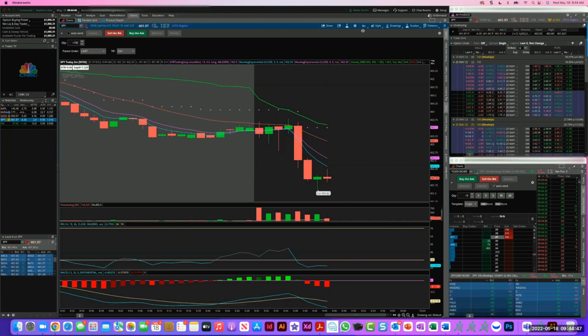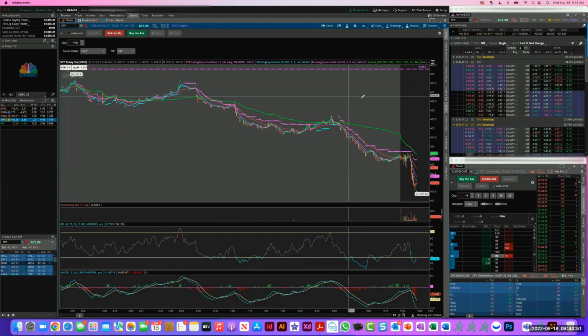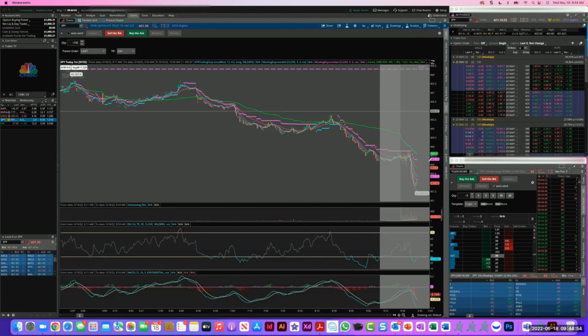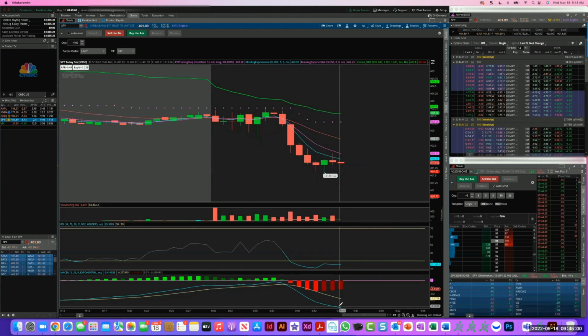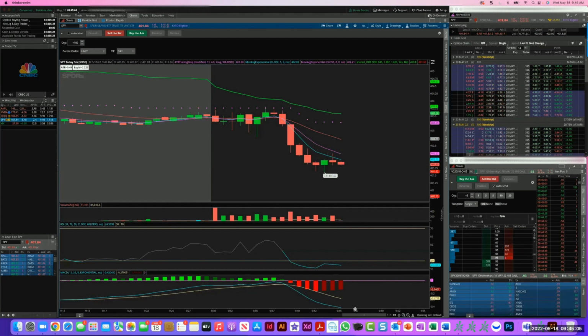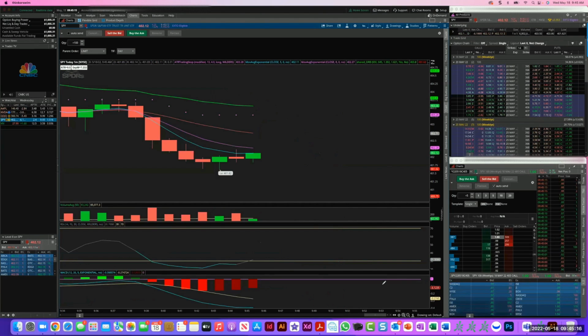So I'm going to go to a 1 minute chart and see if we get a faster signal. All right, so we still don't have a flat MACD yet. It's still pointing down. We do have the RSI pointing up, but now we've got the MACD curling. So we're going to look here to make an entry soon.